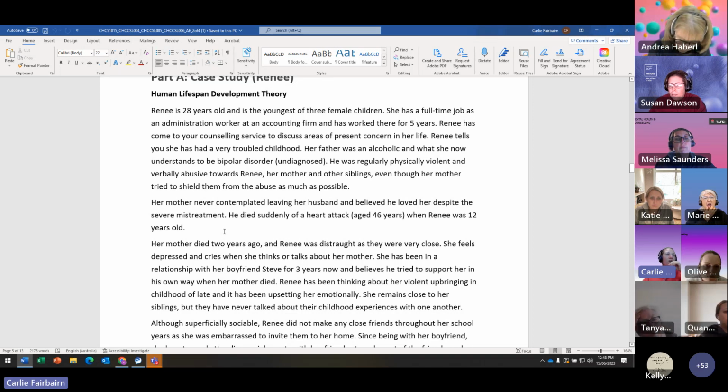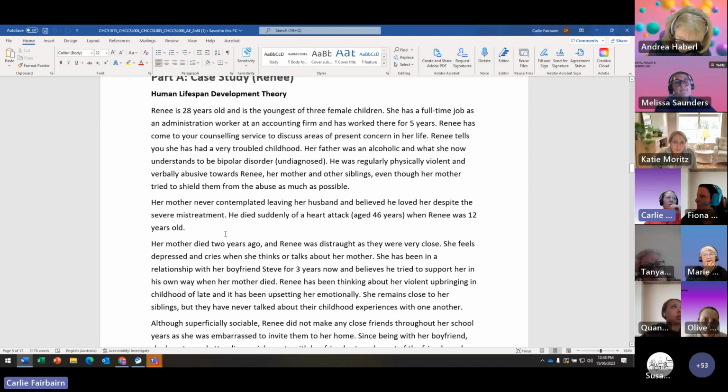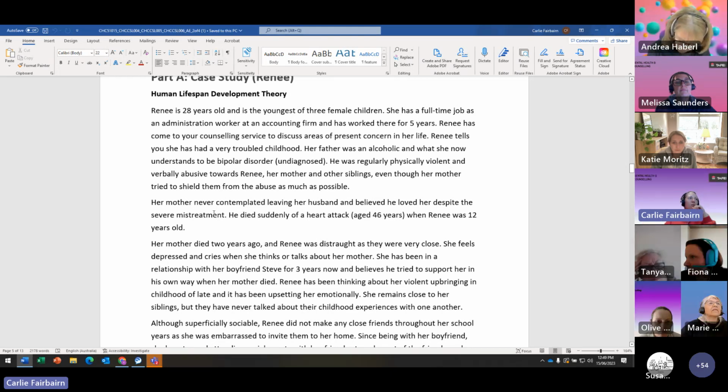Renee tells you she's had a very troubled childhood. Her father was an alcoholic and what she now understands to be bipolar disorder, but it was undiagnosed. He was regularly physically violent and very abusive towards Renee, her mother, and other siblings, even though her mother tried to shield them from the abuse as much as possible. Her mother never contemplated leaving her husband and believed he loved her despite the severe mistreatment. He died suddenly of a heart attack, aged 46 years, when Renee was 12 years old.